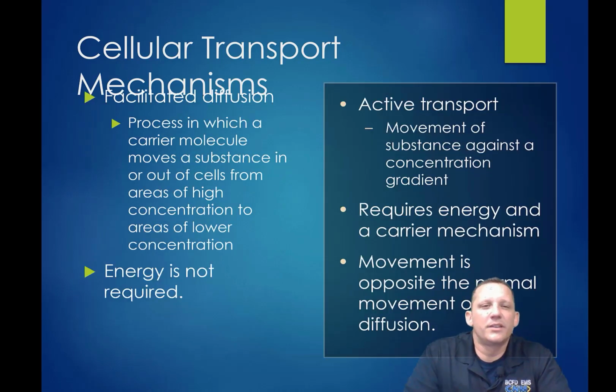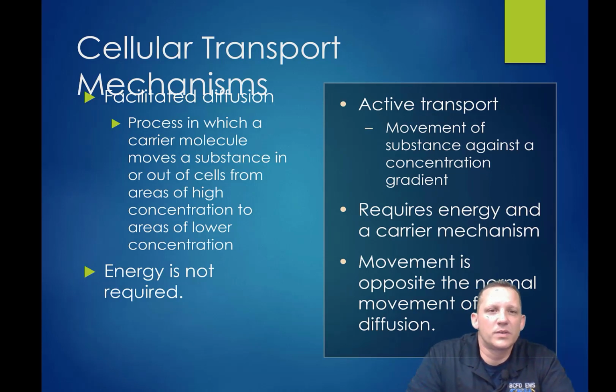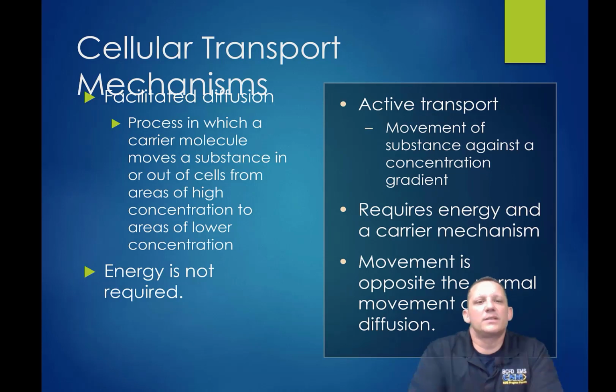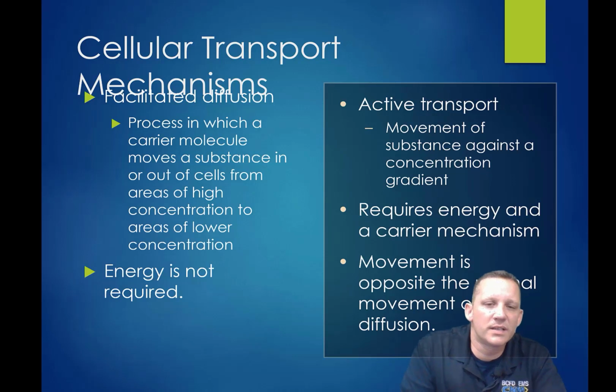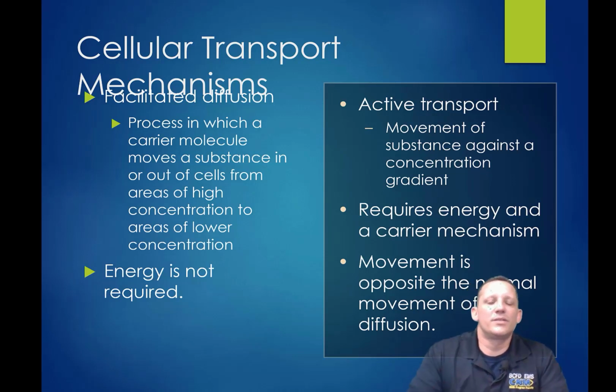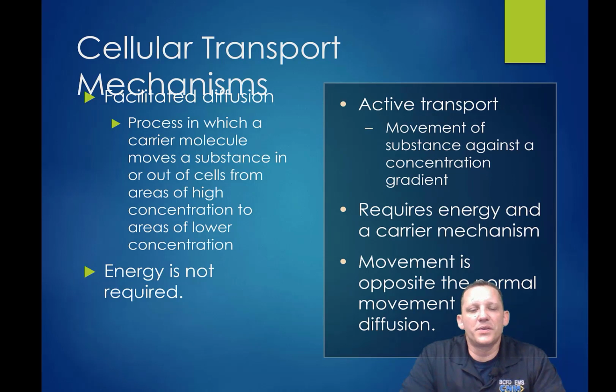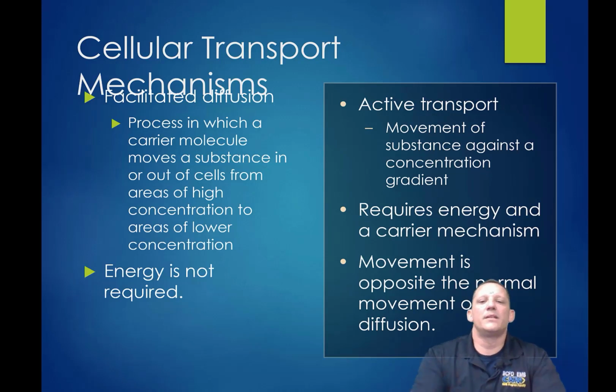Okay, so now we're looking at cellular transport mechanisms, and the first one is facilitated diffusion, and that's a process in which the carrier molecule moves a substance in or out of the cells from areas of high concentration to areas of lower concentration. So if we needed glucose in the cell, we can push that in by the use of insulin and other things like that. There's no real energy required to make that happen. Active transport requires energy and a carrier mechanism, and the movement is opposite the normal movement of diffusion.